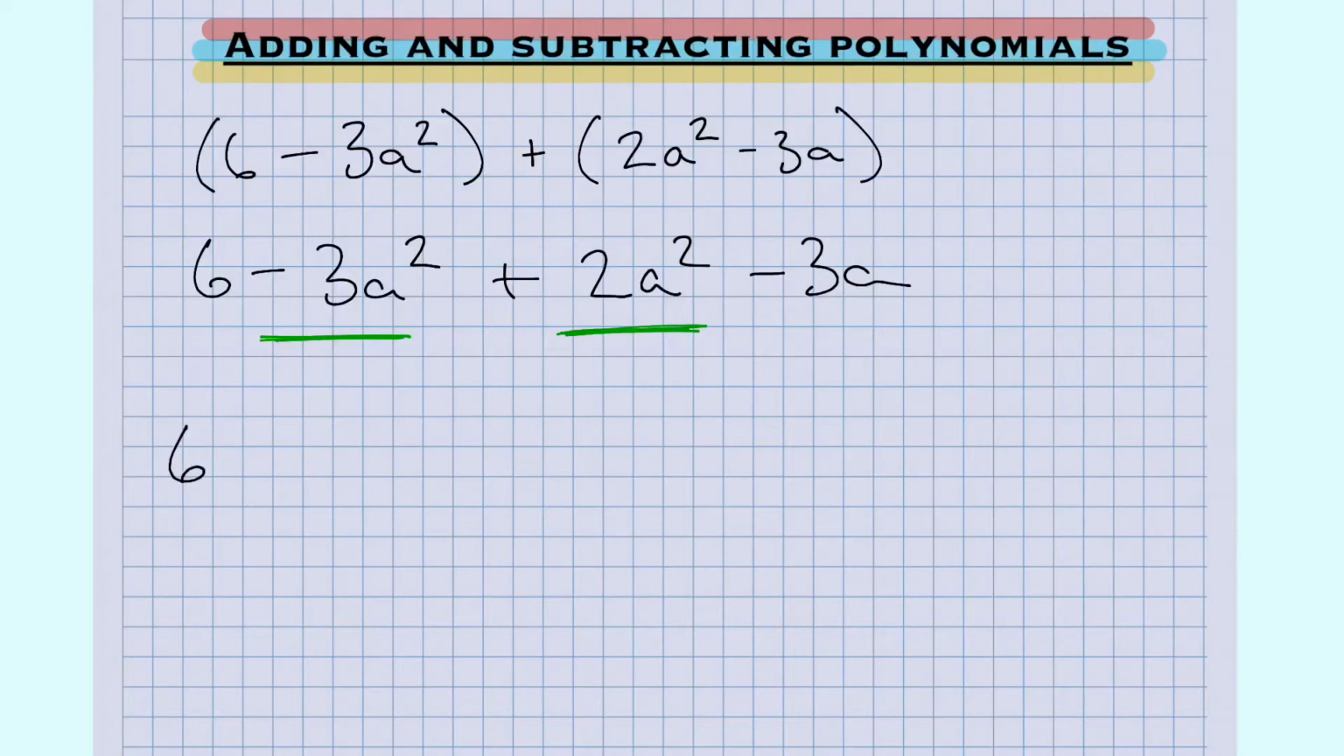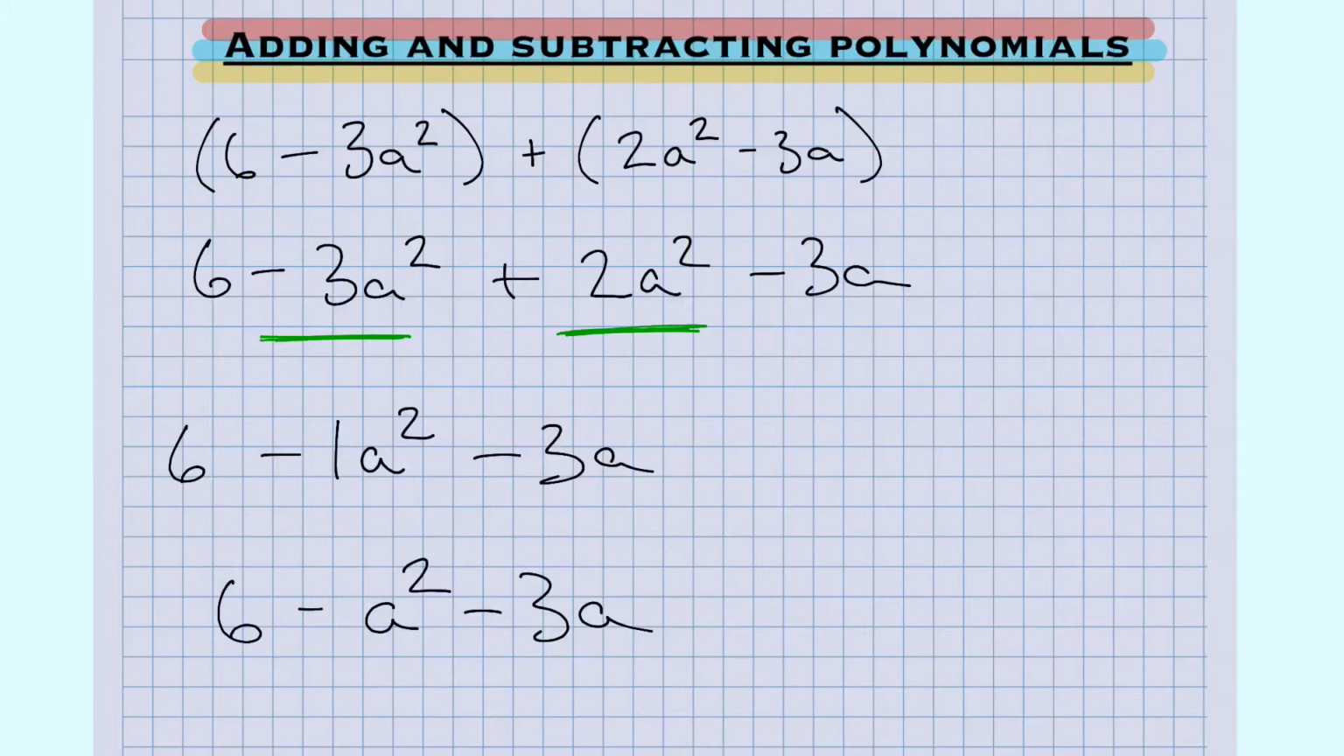So we have 6 minus 3a squared plus 2a squared. That's basically minus 3 plus 2, which gives us minus 1a squared. And then minus 3a. So we could just call this 6 minus a squared minus 3a. Or maybe your teacher likes you to write it in descending order, so it would be minus a squared minus 3a plus 6.